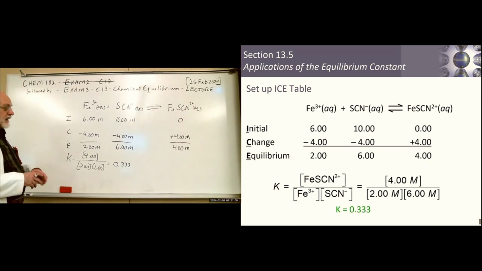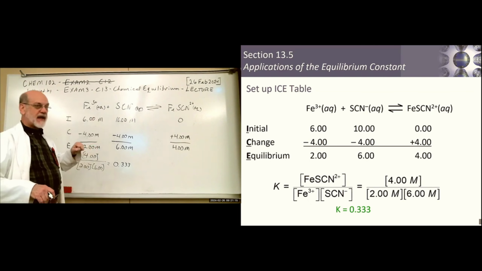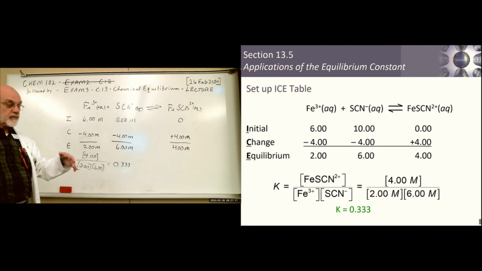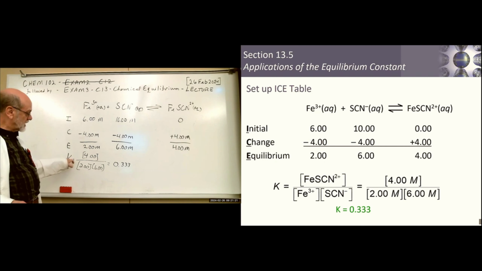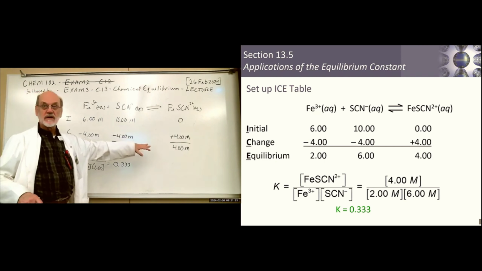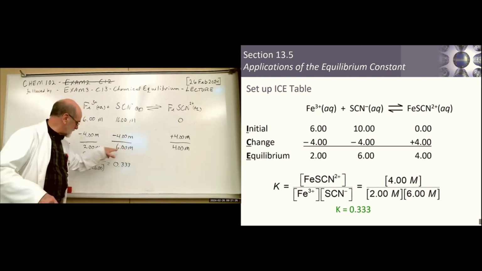0.333. Now that we know this K value, we can take this equation and change the concentrations and determine a different equilibrium position. Because this isn't going to change, but these values might change. But when we put those values in this expression, we always get that value. I think that's what's coming up.